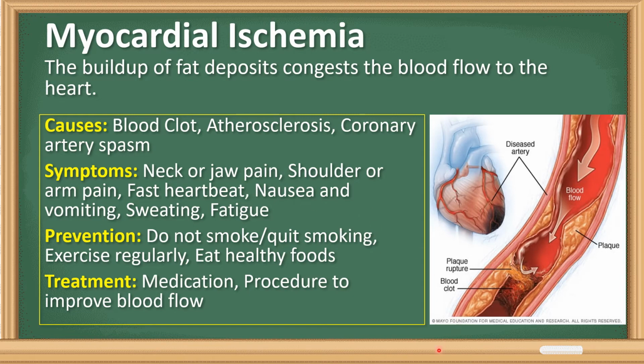Causes: the blood clot, arteriosclerosis. Kung ikaw may arteriosclerosis, there's a tendency you will have this kind of disease which is inside of your heart. Coronary artery spasm. Symptoms: neck or jaw pain, shoulder or arm pain. So fast heartbeat, nausea and vomiting, sweating and fatigue.